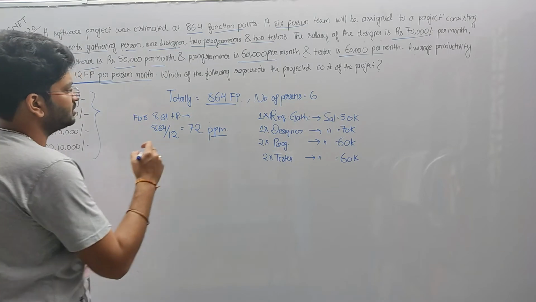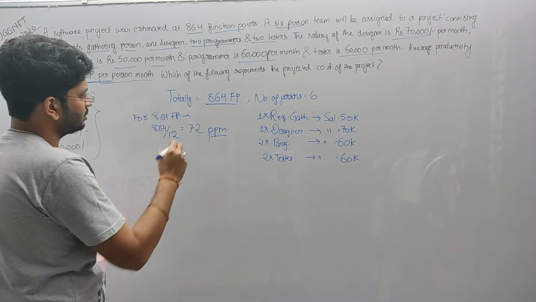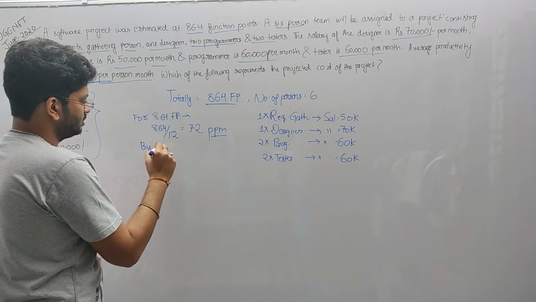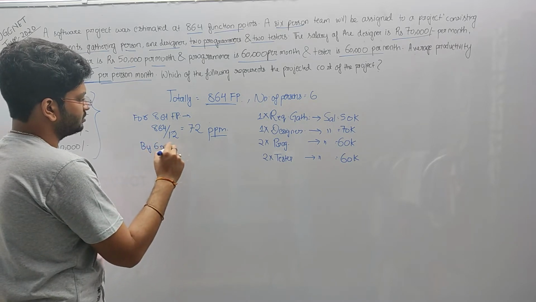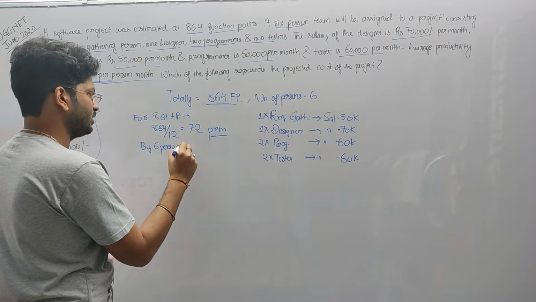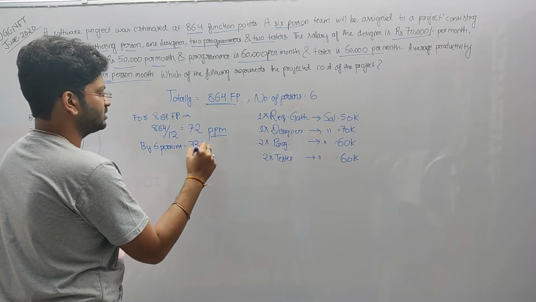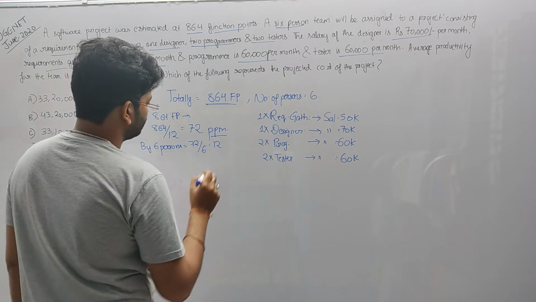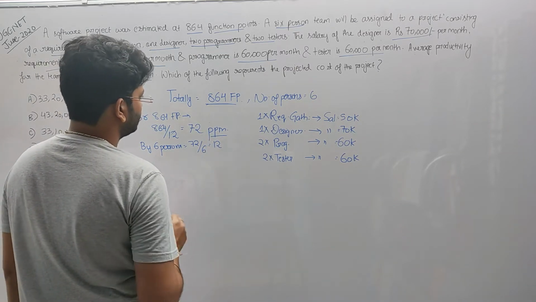But here we are having 6 persons. So for 6 persons, the total is 72 by 6, which is equal to 12.